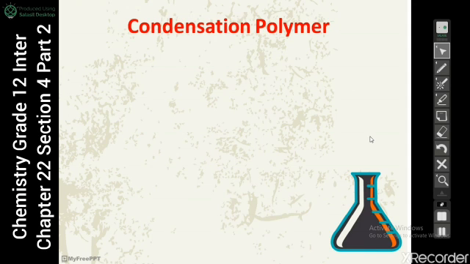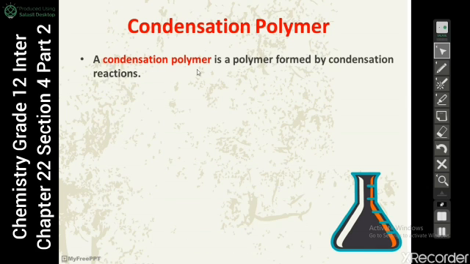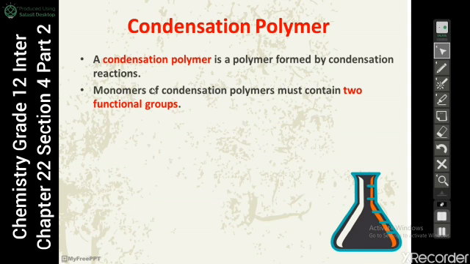So the second way to form a polymer is through a condensation reaction. So it will give us a condensation polymer. The first way to form a polymer was through an addition reaction, which gave us the addition polymer. And the second way is through a condensation reaction, which will give us a condensation polymer. So the condensation polymer is a polymer formed by condensation reaction.